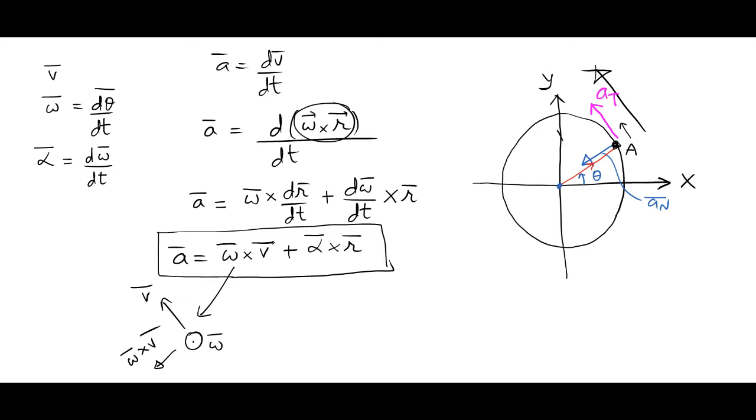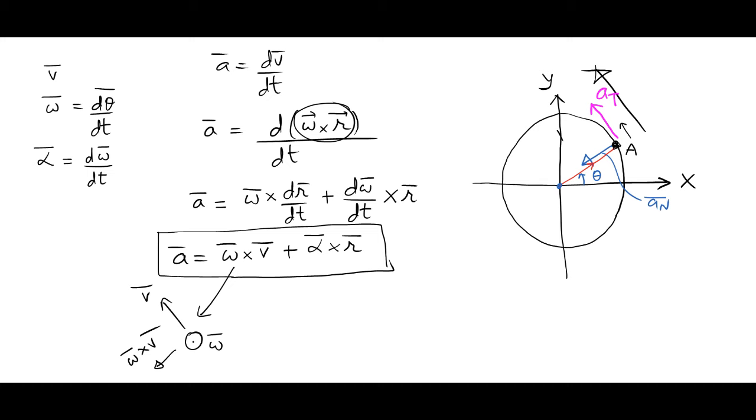So we may suspect that this component is actually the centripetal acceleration, but it's still not perfectly clear unless we can prove that this is the tangential acceleration. So we'll try to do that. Now let's look at the direction of alpha bar cross r bar.